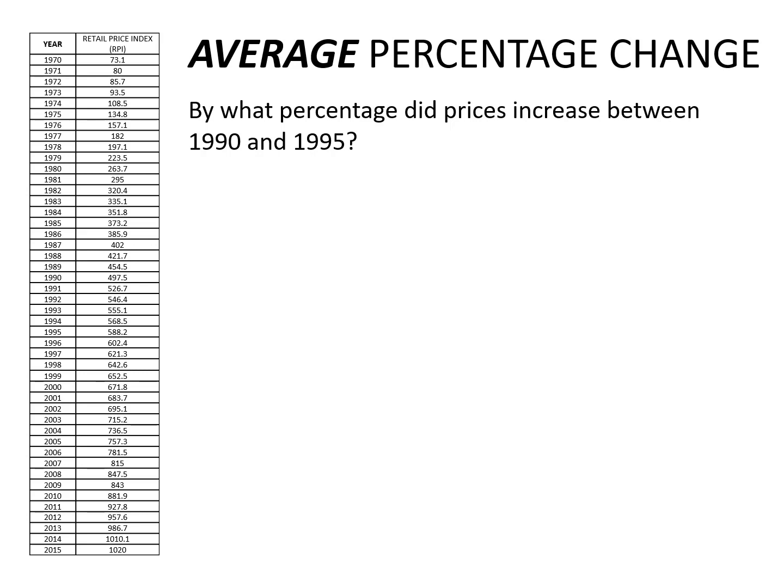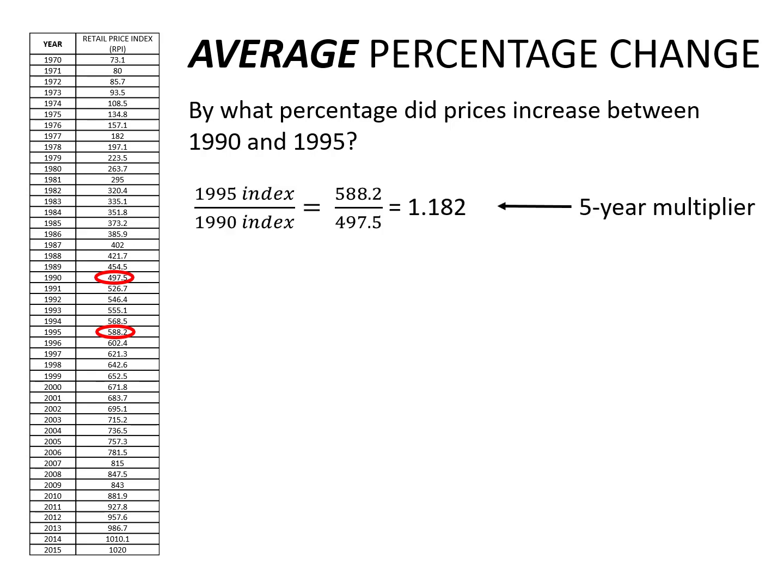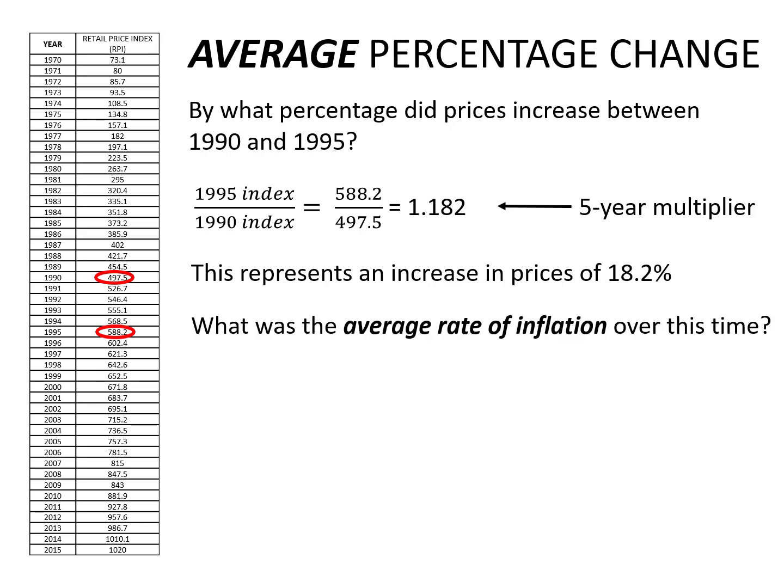Well, that's pretty straightforward. You just look at the indices for 1990 and 1995 and you get a multiplier for that 5-year period. Well, a multiplier of 1.182 corresponds to a percentage increase. Prices went up by 18.2% in that 5-year period. But what was the average rate of inflation over this time? Do you just divide 18.2% by 5 because it's 5 years?